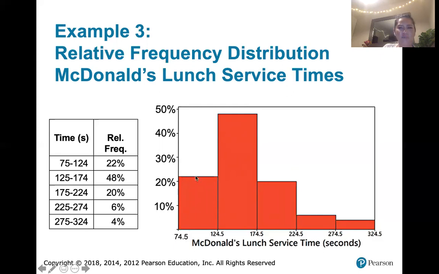So this first bar in this histogram, which we can think of as a bar graph without any gaps in it, rather than extending to a frequency of 11, is now extending to a relative frequency of 22%. And the second bar, rather than extending to a frequency of 24 out of 50 customers, is now extending to a relative frequency of 48%. So those are histograms. And this is an example of a relative frequency histogram.